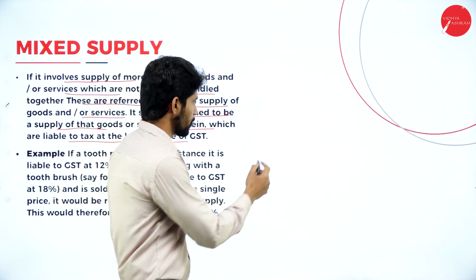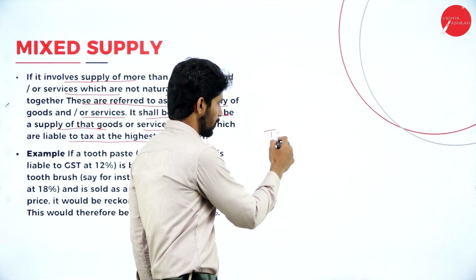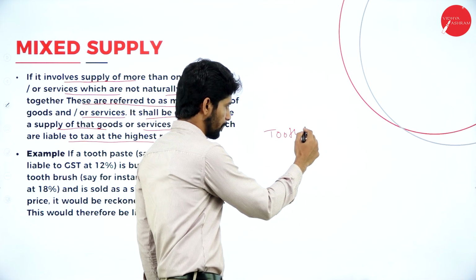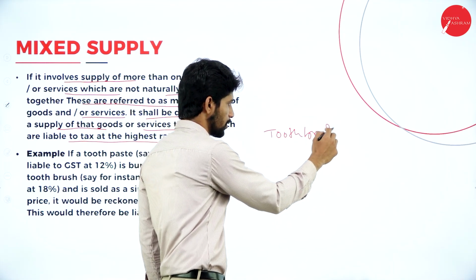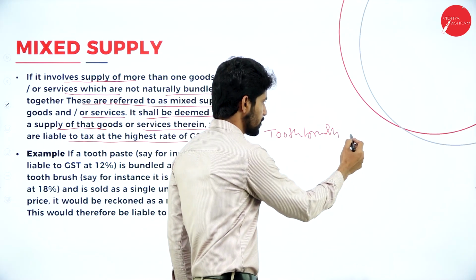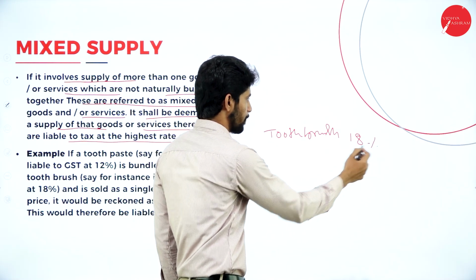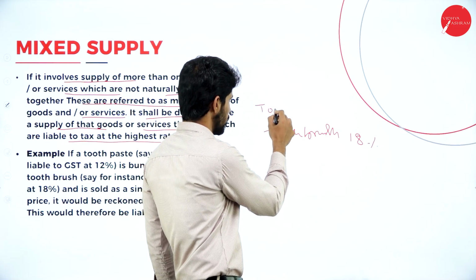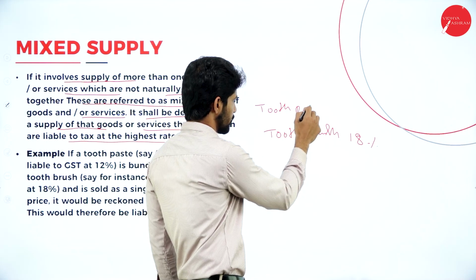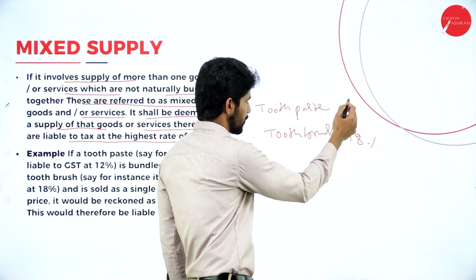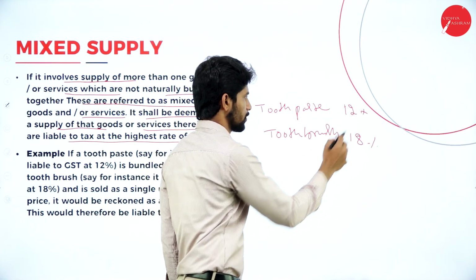Example is, you are going to purchase a toothbrush. So on toothbrush, what is the tax applicable? It is 18%. And we also purchased toothpaste. The tax rate is 12%.